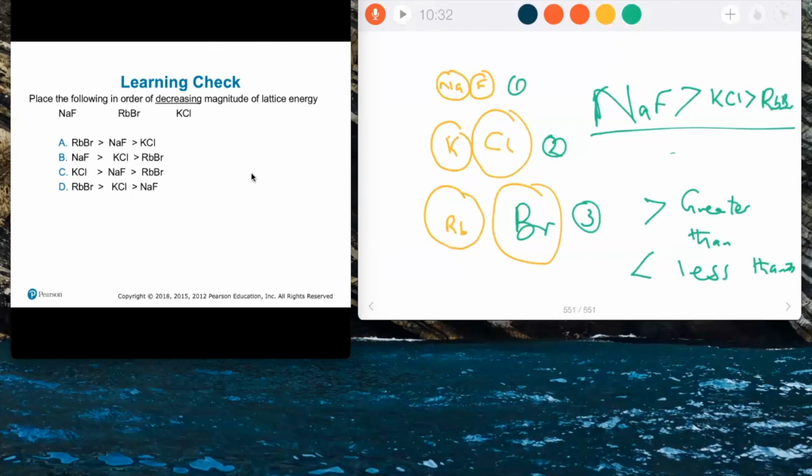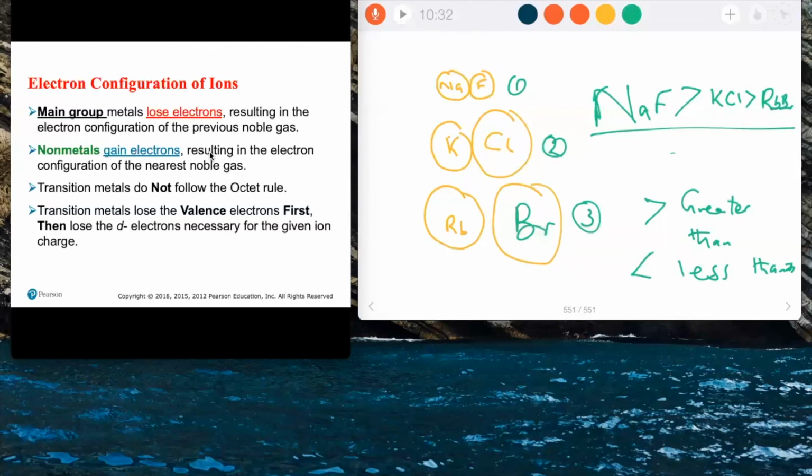Next time, maybe the question will be according to increase in lattice energy, or which of the following will have the most lattice energy or the least lattice energy, according to increase or decrease in lattice energy, something like that. But it will call for understanding the general trend of lattice energy on the periodic table.